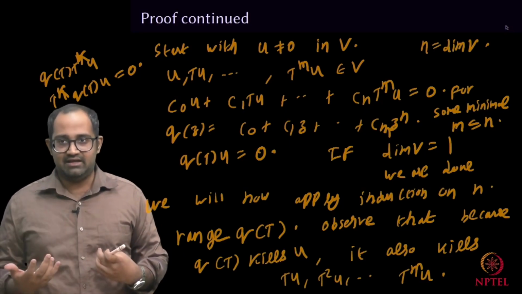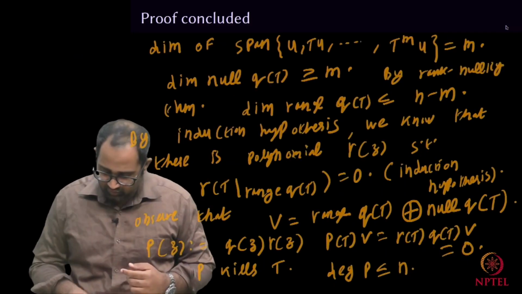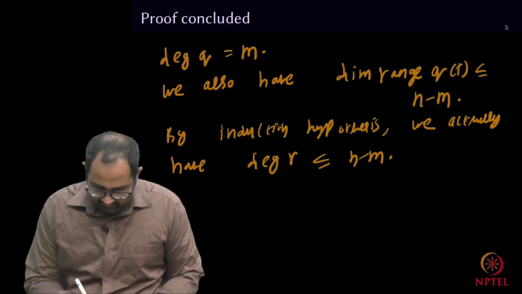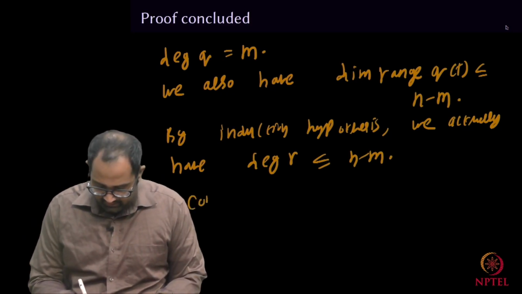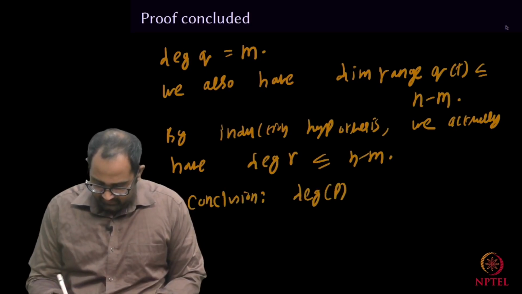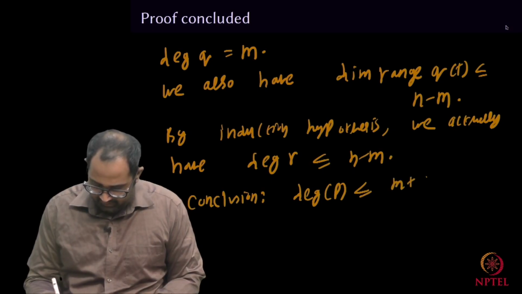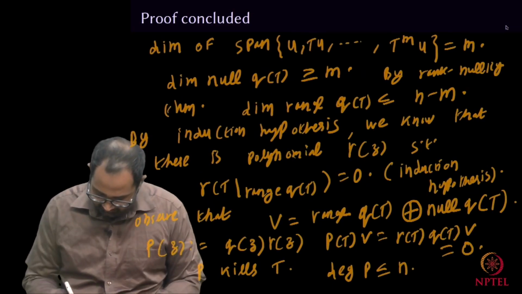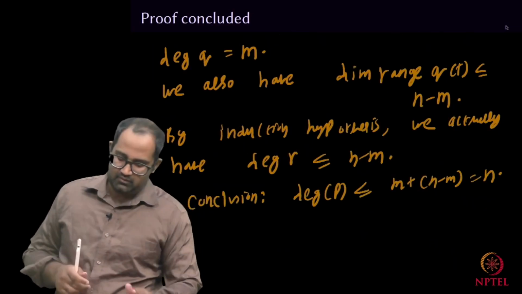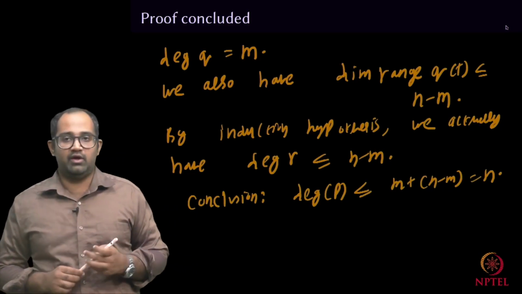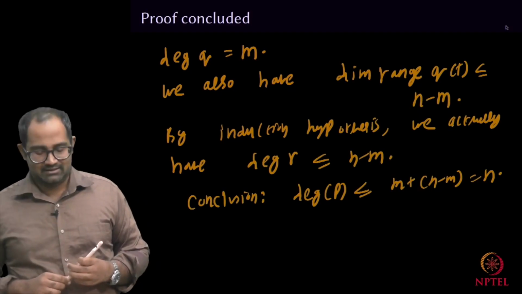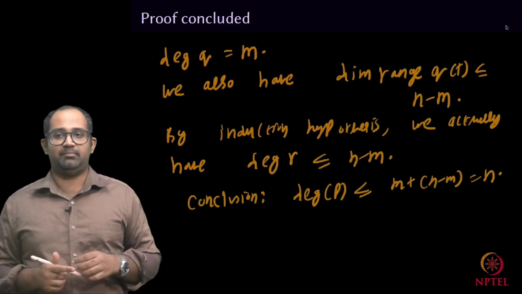We can make that the induction hypothesis and conclude that the degree of R is less than or equal to m. So this together gives the conclusion that the degree of P is less than or equal to m plus n minus m, which is equal to n. So I don't even need this direct sum claim. This is not even needed. Okay. So we have found a polynomial whose degree is at the most n that kills the space A.